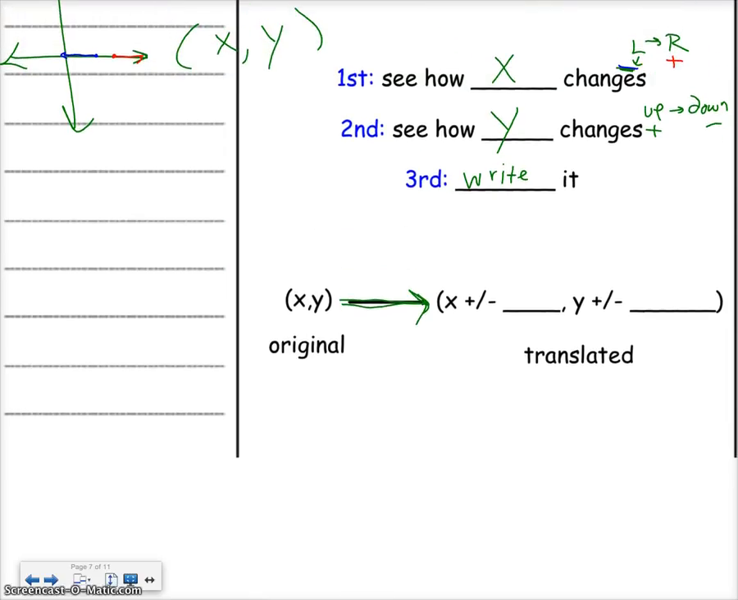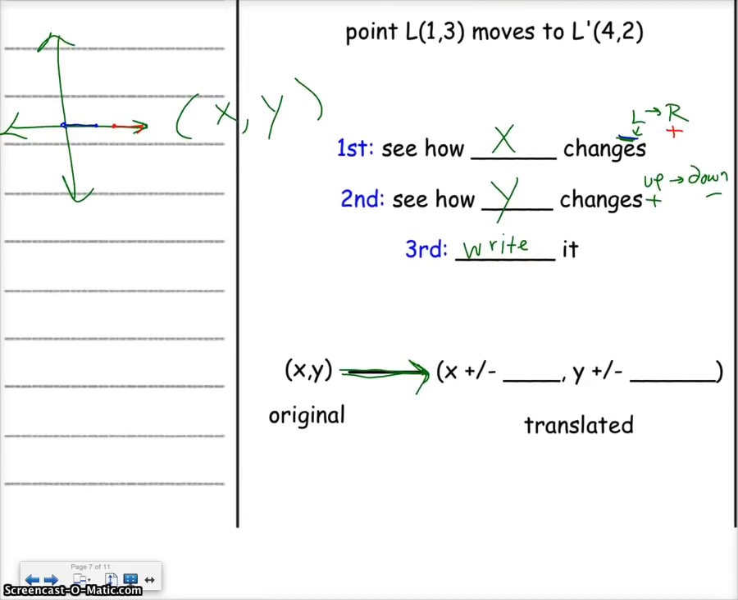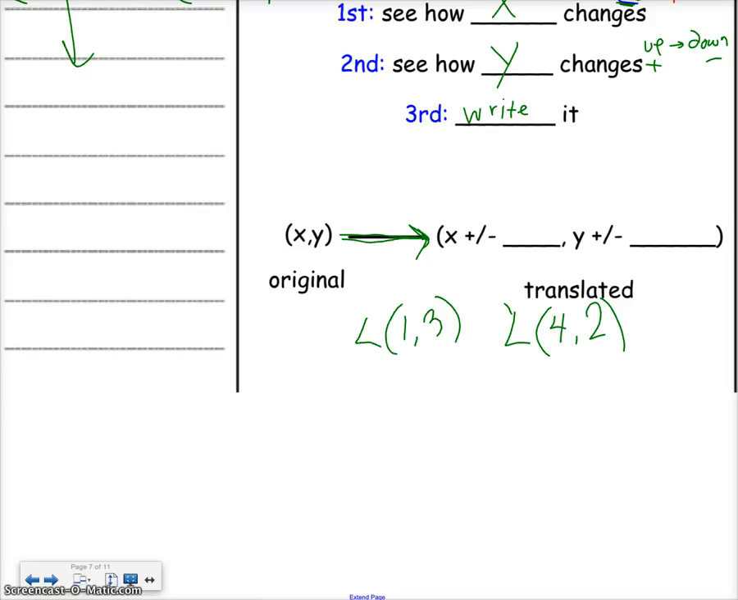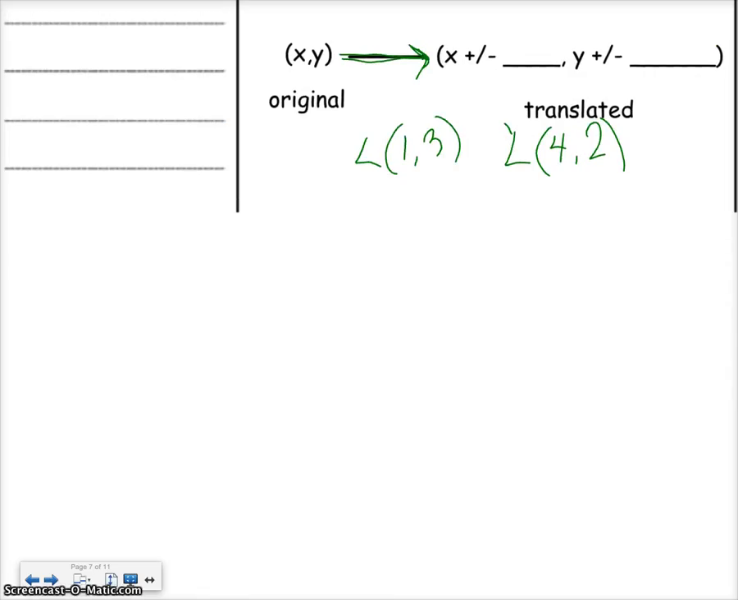So I'm going to bring this first translation down. L is (1, 3), and L prime is (4, 2). And we're going to write a rule that represents this translation. Following this template, you always start with a generic (x, y). So any point on this shape, you slide it to, take where you started, x, and then what did I do from 1 to get to 4? I plus 3. That means I go 3 to the right.